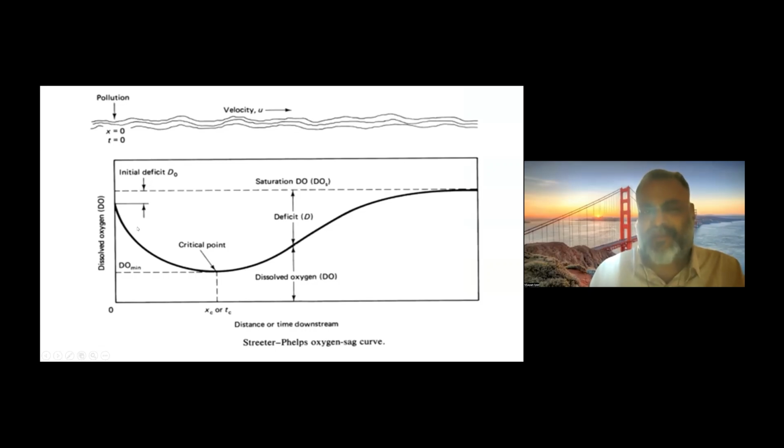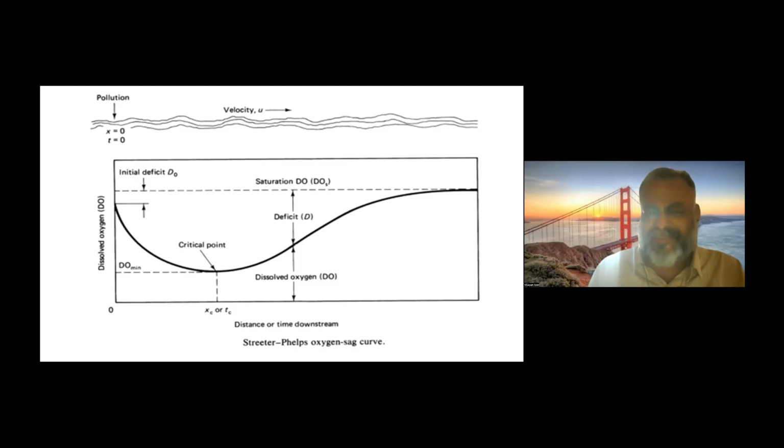Now I am showing this particular curve, what is called the Streeter-Phelps oxygen sag curve. The Streeter-Phelps oxygen sag curve is very famous. We can see the climate effects, the climate change, weather change, variations, and the pollution, air pollution, water pollution, and the land degradation, land pollution, everything. This particular curve, what you see, is dissolved oxygen, DO, versus distance, time.